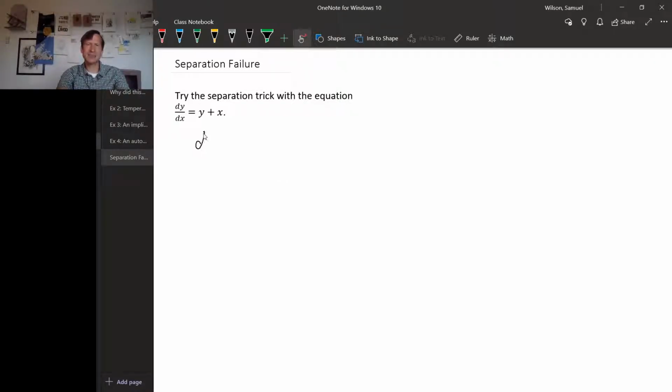So we could subtract y from both sides. That would give us dy/dx minus y equals x. Okay, but we don't have all our x's on the right because there's this dx on the left here. And so here's the mistake that people often make. What I see people do is they just sort of magic the dx over to the right-hand side.